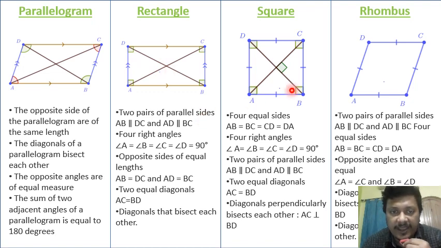Similarly, a square is a special kind of rectangle having four equal sides. It has all the properties of the rectangle. Additionally, the sides are also equal. So it has one special property that the diagonals bisect each other perpendicularly. And similarly, a rhombus is a special kind of parallelogram which has four equal sides.